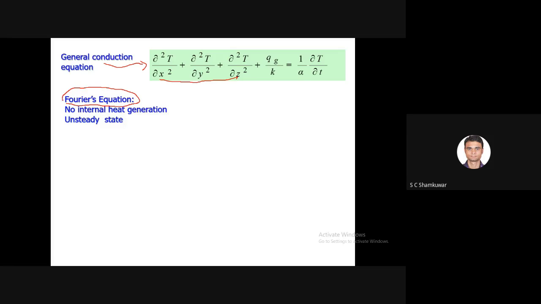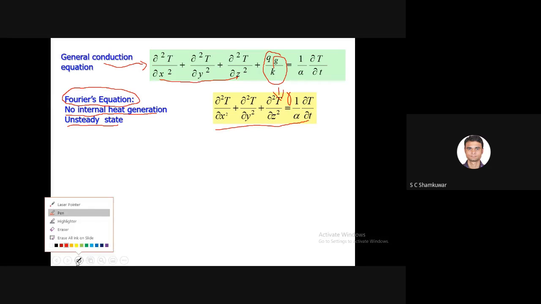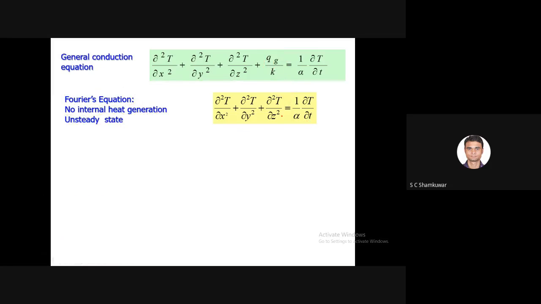You have already studied the Fourier equation in maths. So how can you derive the Fourier equation from this? The Fourier equation has no internal generation and is unsteady. So if no heat generation is there, this term will be 0, and this equation is the Fourier equation. This type of exam question is asked. In the Fourier equation, Qg is 0 and it is unsteady.